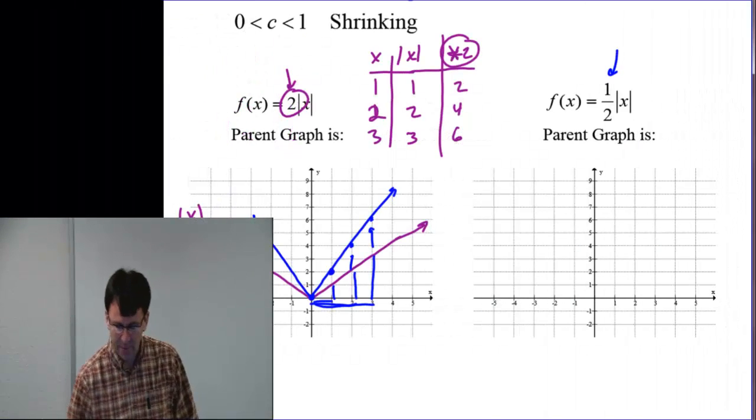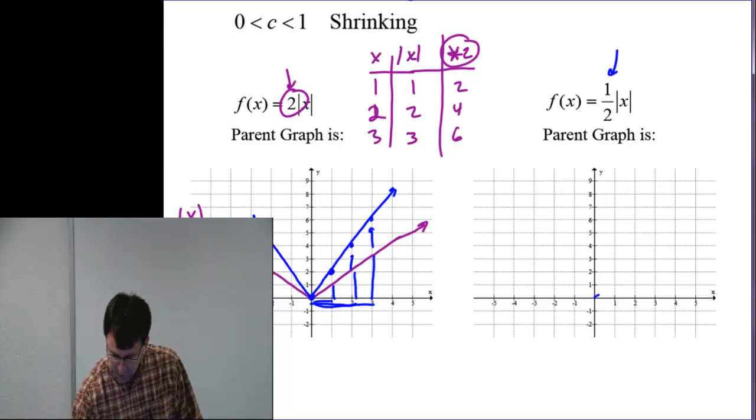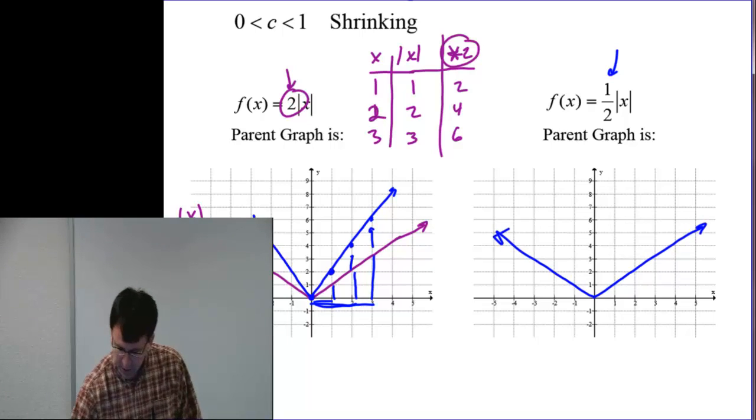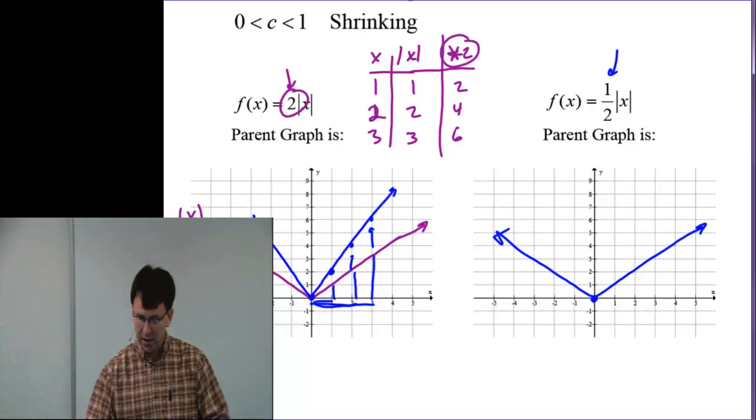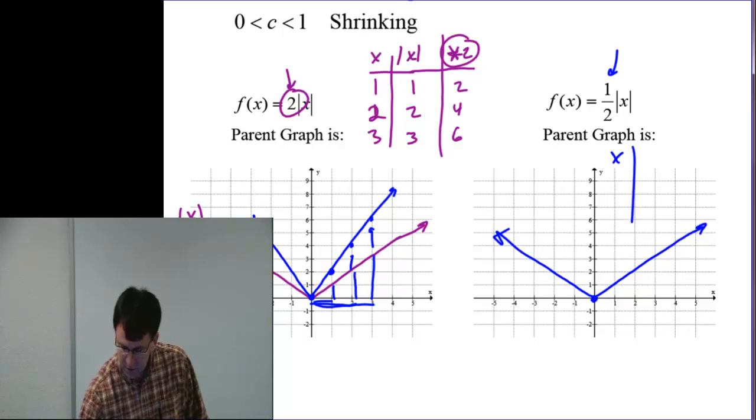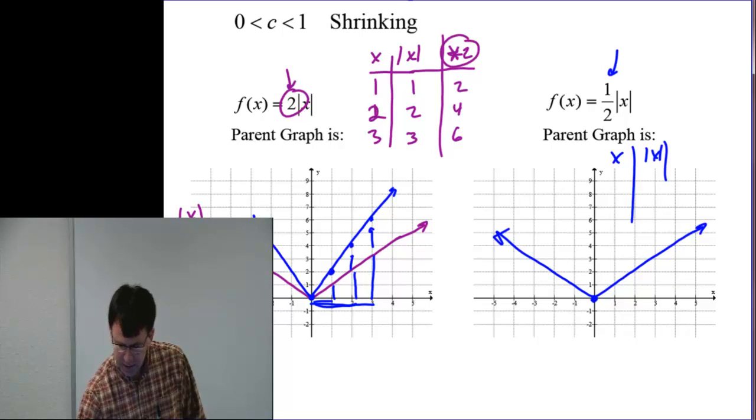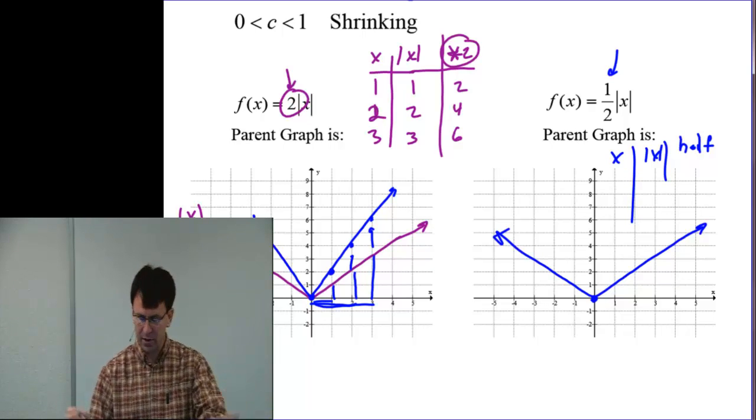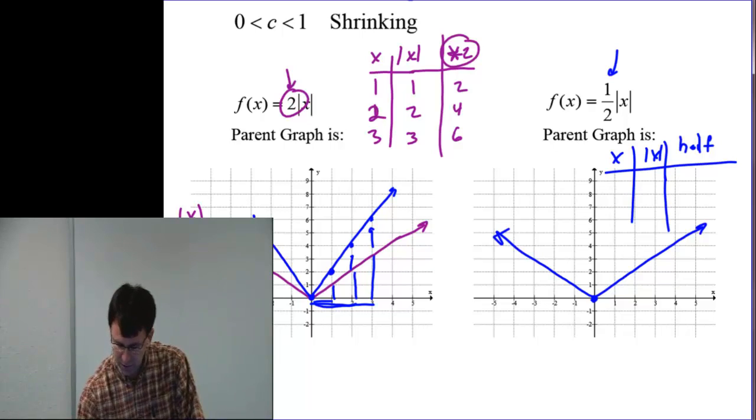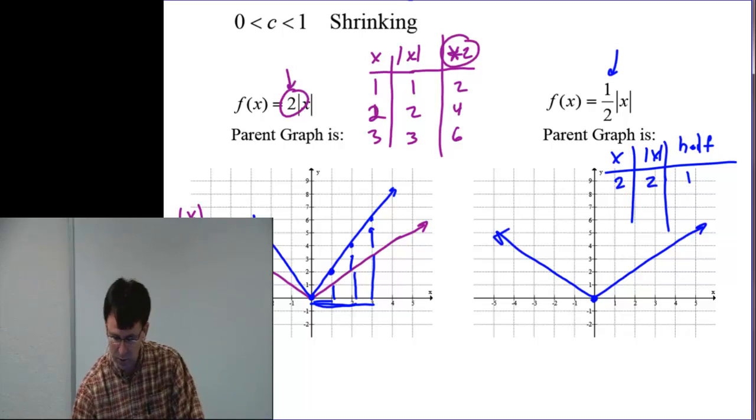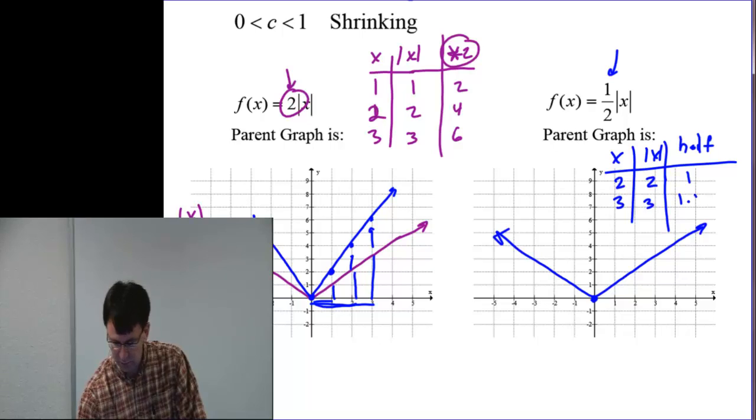Let's consider what would happen if I took half of x. So again, my parent graph is going to be here, and I have my major point. If I took the absolute value of x, and then I said, let's cut x in half. Because that's technically what's happening with a half. So if I start again and I say, let's put in 2, the absolute value is 2, cut that in half, you get 1. If you put in a 3, you get 3, cut that in half, you get 1.5.